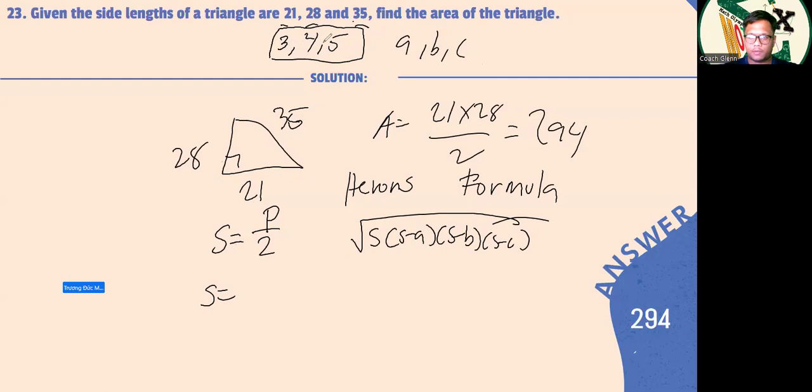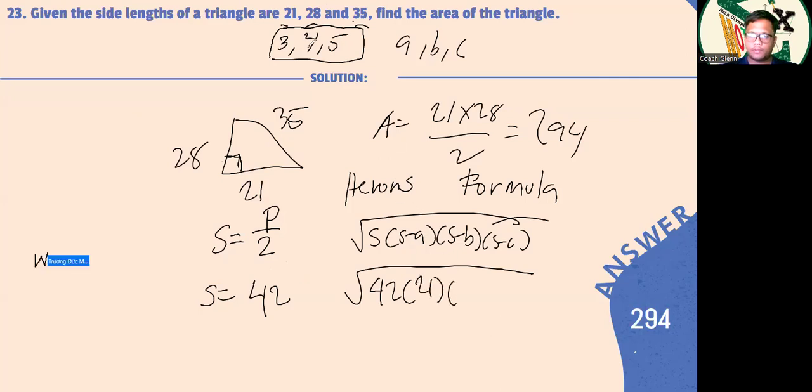So in this case, let's solve for the semi-perimeter. So 21 plus 28 plus 35. That's 84. Divided by 2, that's equal to 42. Okay. So your S is 42. S minus A. So 42 minus 21. That's equal to 21. S minus B. 42 minus 28. That's 14. And then S minus C. That's 42 minus 35.